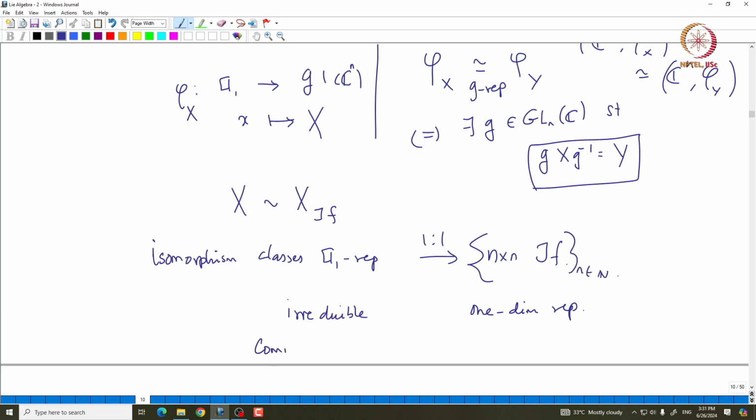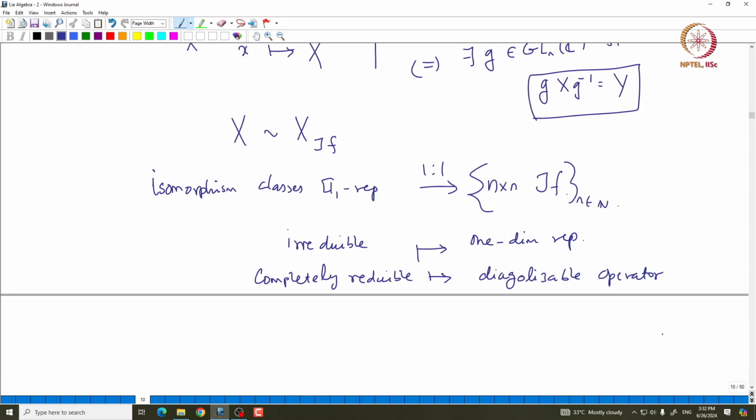So, what will correspond to completely reducible representation? Completely reducible representation should be a direct sum of irreducible representations, and irreducibles are one dimensional. So, completely reducible representations will correspond to the vector space, the operator having an eigenbasis. That means the operator must be a diagonalizable operator, because completely reducible means it is a direct sum of one dimensional ones.